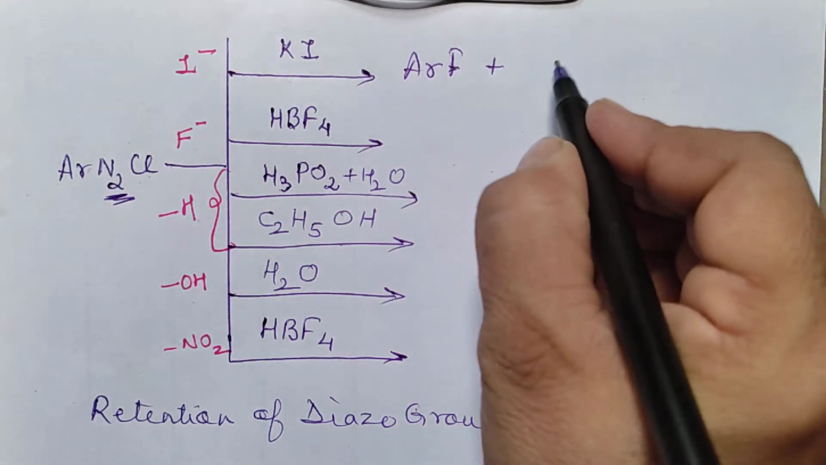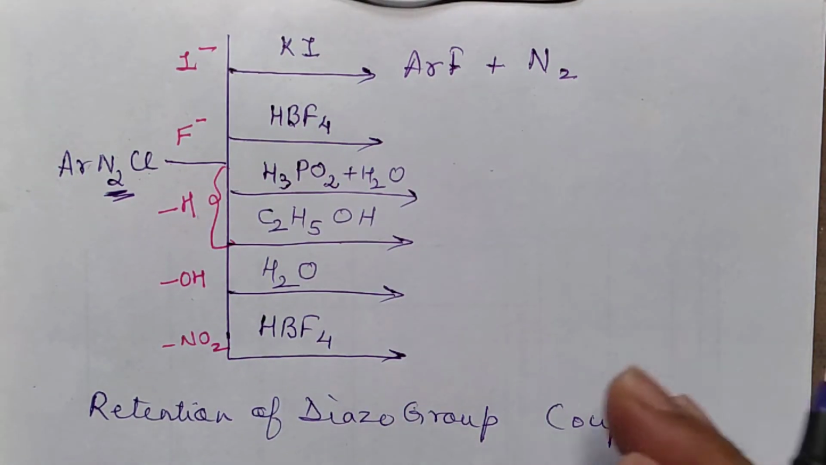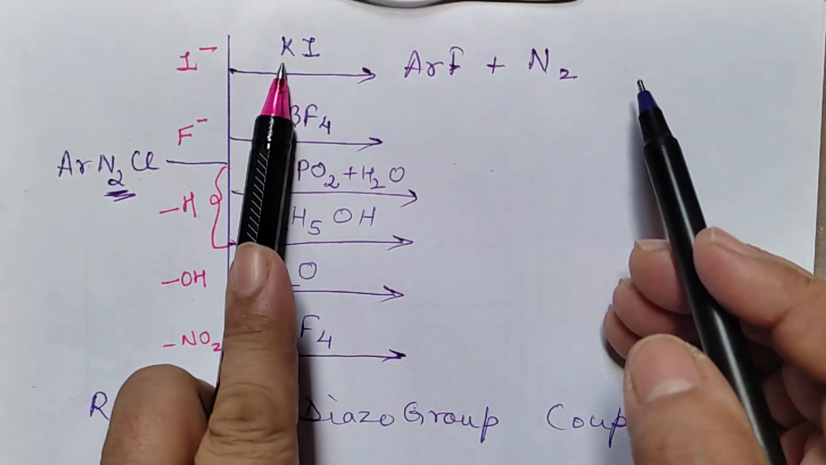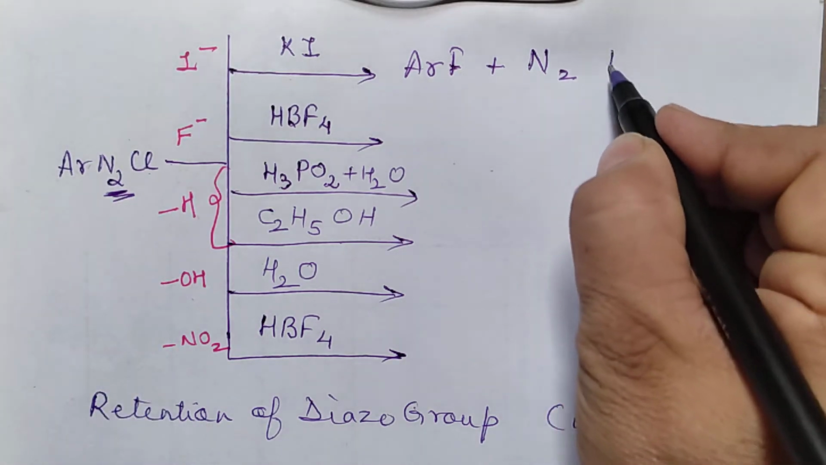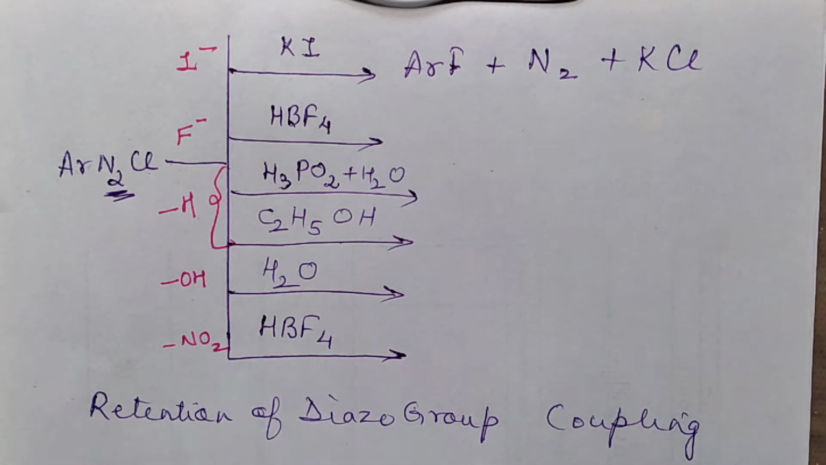Plus, what else will be there? One we know is N2. That has to be formed. This is displaced out. Now what else? This K and this Cl will form one product. So you will get this also as one of the products.